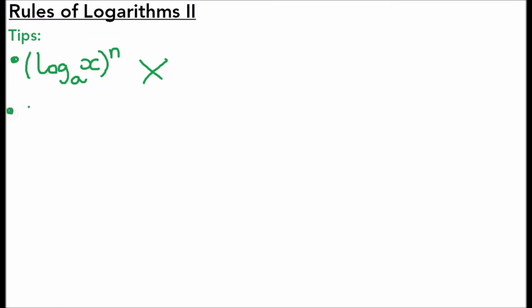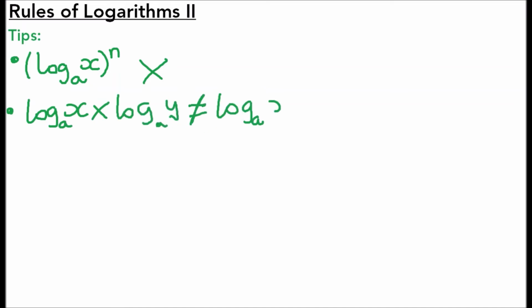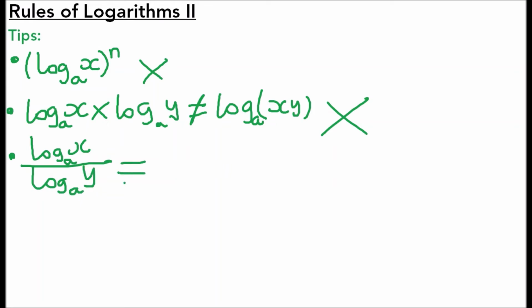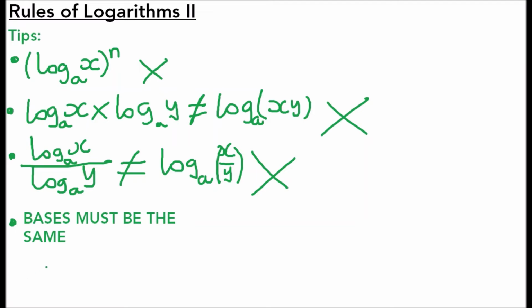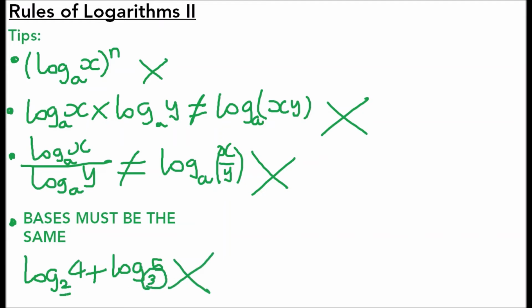Now, here are 2 things to remember before using the division or multiplication law. First of which is log x to base a multiplied by log y to base a is not log xy to base a. And similarly, log x to base a over log y to base a is not log x over y to base a. The second is that the base has to stay constant. So if you have log 4 to base 2 plus log 5 to base 3, then the product rule doesn't apply. And this is because the bases aren't the same.